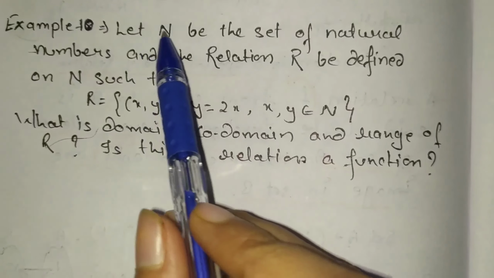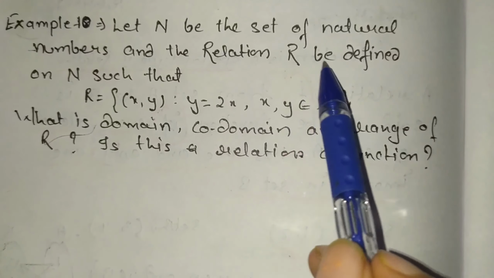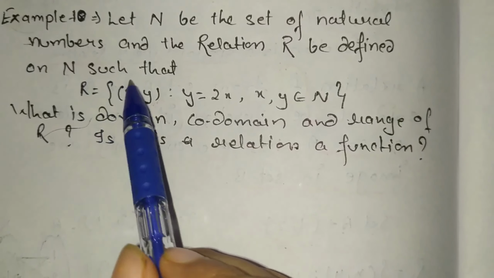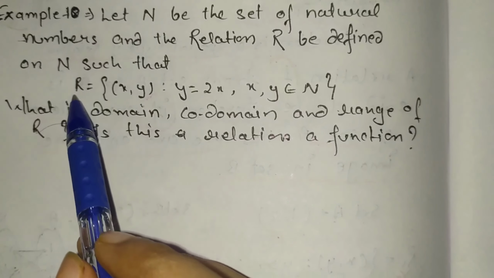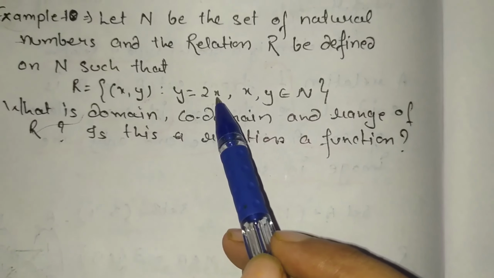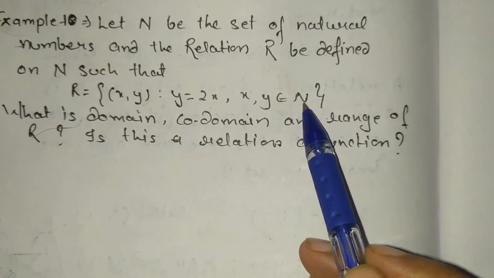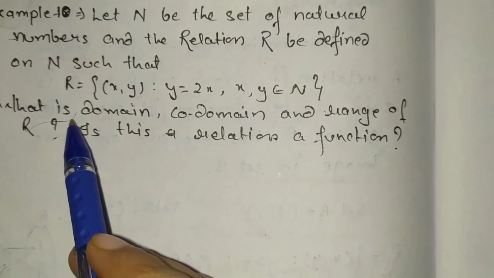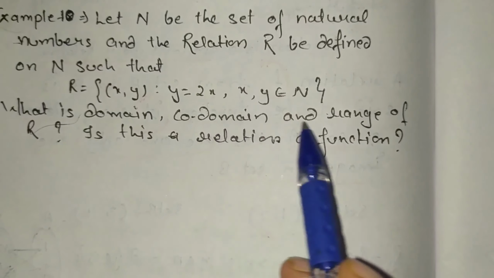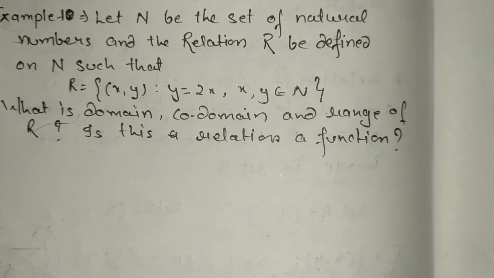Example 10. Let N be the set of natural numbers and the relation R be defined on N such that relation R has elements (x, y), where y is equal to 2x and x and y must belong to N, that is natural numbers. Now what is the domain, codomain and the range of R? Is this relation a function?